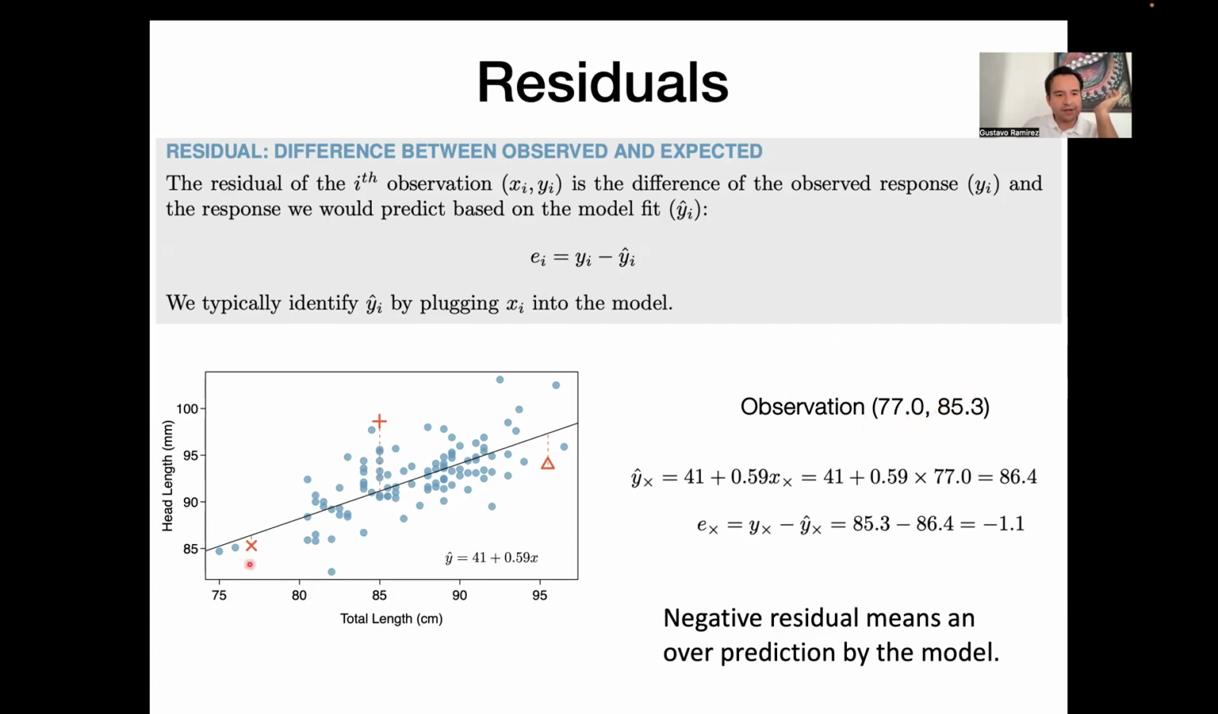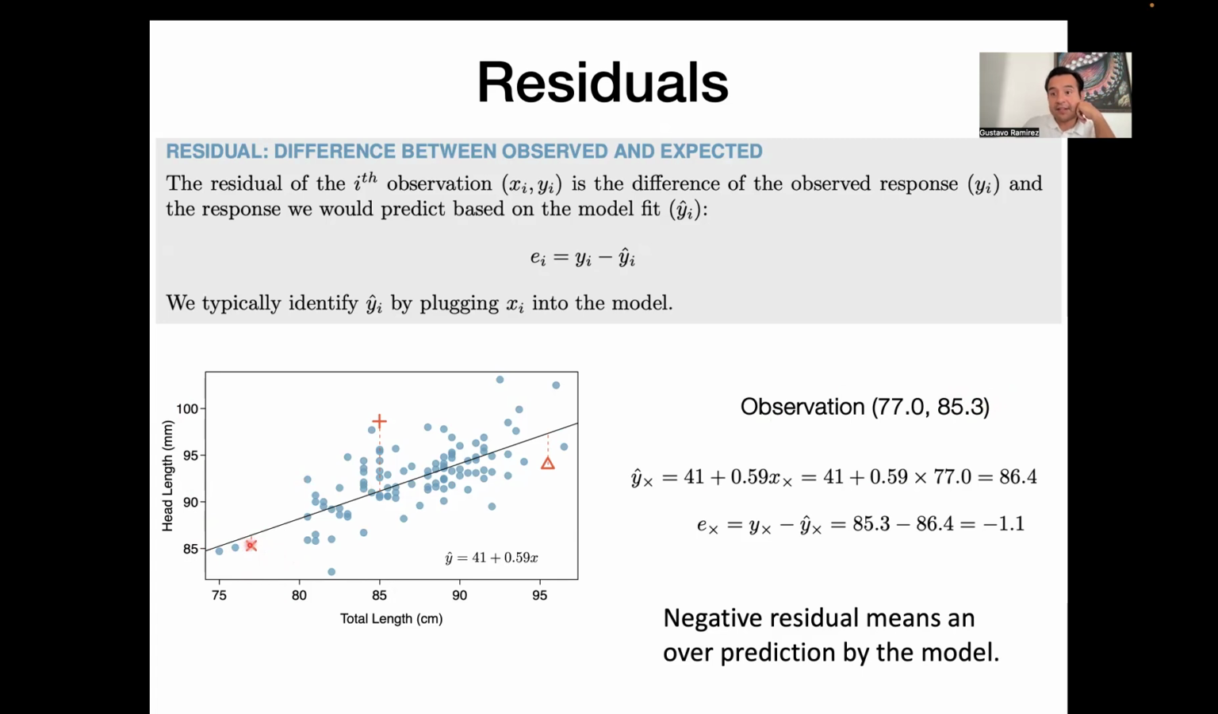So 77.0, it's right around there. And we have an actual head measurement for that body length, okay? And that would be 85.83 millimeters right here. So that's a true observation there, all right? And that's denoted by this X actually. And this plot came right out of your book actually.